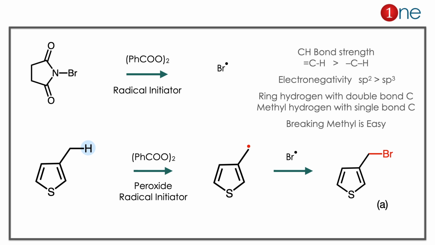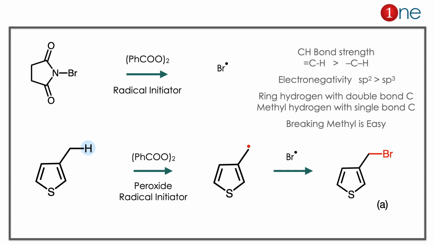The CH bond strength decides that. Because the CH in the ring is aromatic, it has double bonded character. The CH in the methyl is single bonded character. So ring hydrogen abstraction is not that easy. Methyl hydrogen abstraction is easy. So the reaction happened at methyl, not on the ring. So the answer is clearly A.